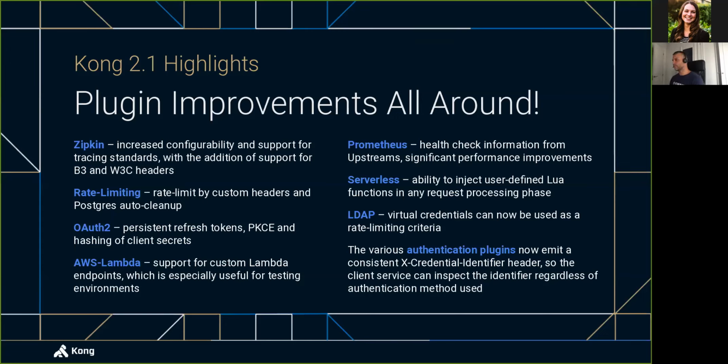We've had new settings for rate limiting, including rate limiting by custom headers. We have Postgres auto cleanup in rate limiting. Lots of new features in OAuth 2 as well. Persistent hash refresh tokens, PKCE, and hashing of secrets, and improvements in AWS Lambda, Prometheus, serverless in particular.